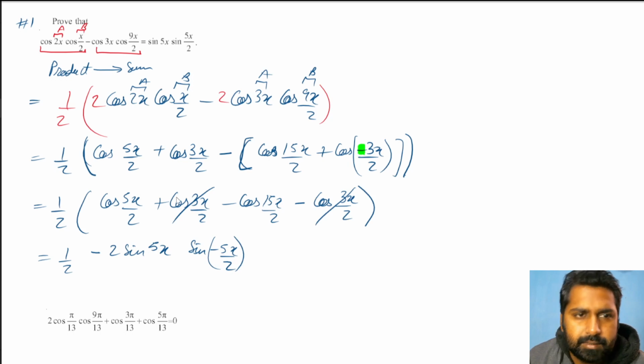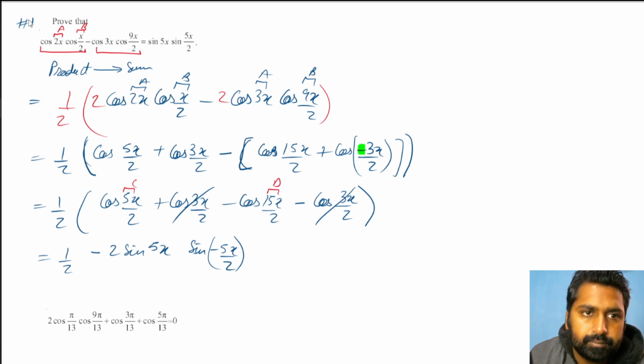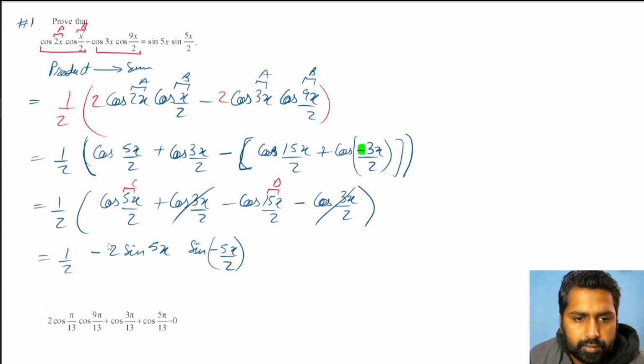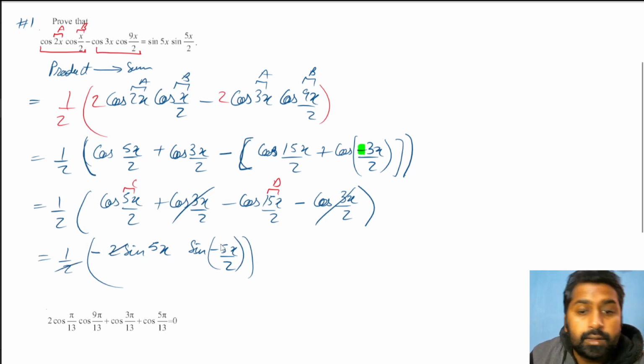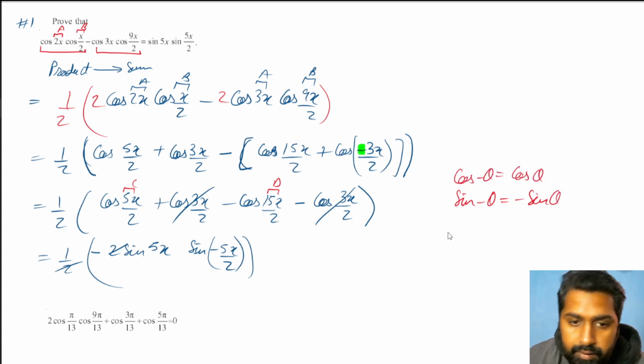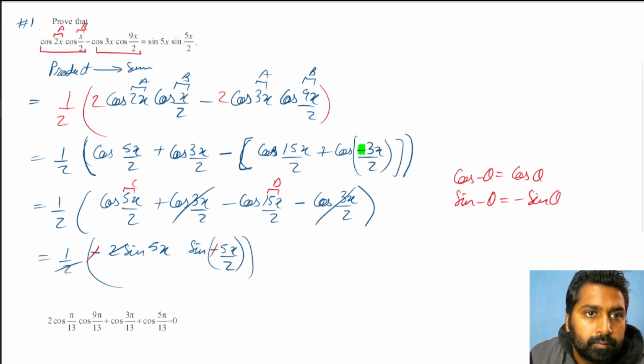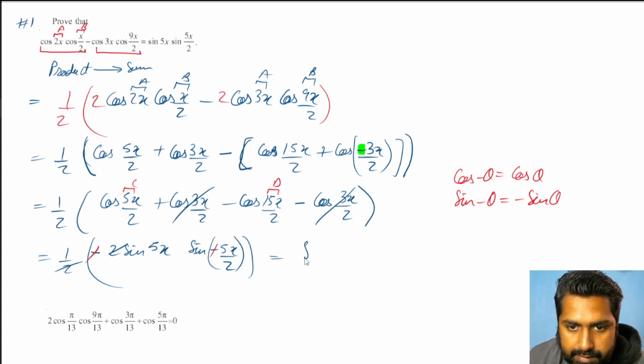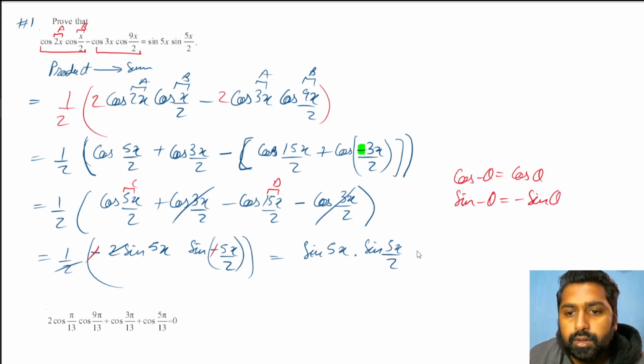Okay, just apply sine c minus sine d here. Sorry, cos c minus cos d. Okay, so this generates this expression. So first of all, this 2 and 2 cancel. In trigonometry, sine of minus theta is minus sine theta, whereas cos of minus theta is cos theta. So in sine, this negative will come out. If this negative comes out, it will cancel this one. So what we are left with is sine 5x into sine 5x by 2. That's your RHS.